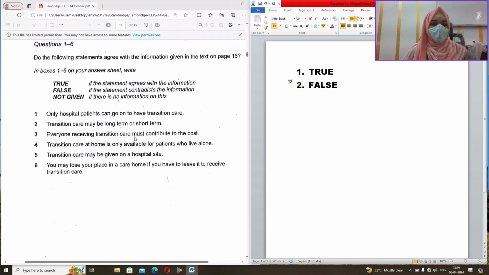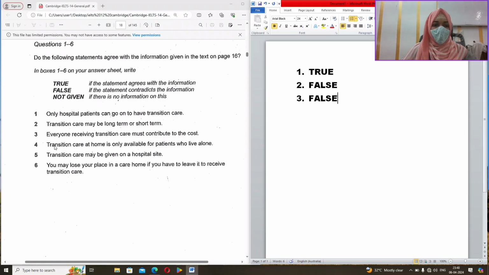Everyone receiving transition care must contribute to the cost. No, because government is giving. Got it? Now our answer is false, because it's the opposite. No one is giving, government is giving. They are not paying. It is there in the statement, but the statement contradicts.